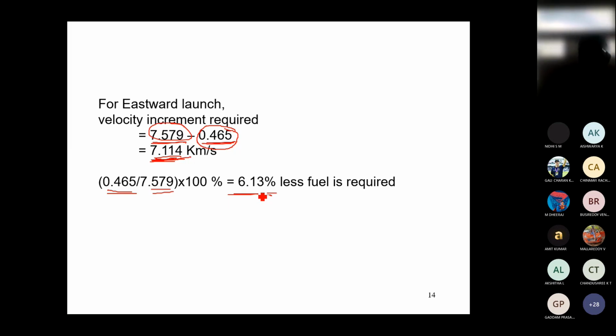So what do we get at the conclusion? Suppose the earth is not rotating, assume the earth is stationary, and you want to launch a satellite at an altitude of 560 km. Then we have to launch the satellite at a velocity of 7.579 km per second. Only when the earth is not rotating do we need this much velocity. Since the earth is rotating from west to east, we are saving this much. So 6% of the fuel is saved by this.